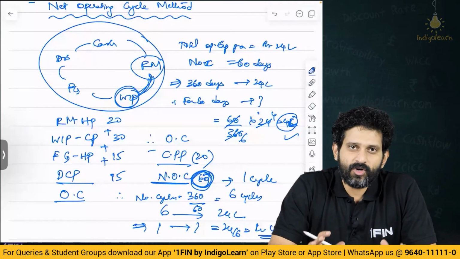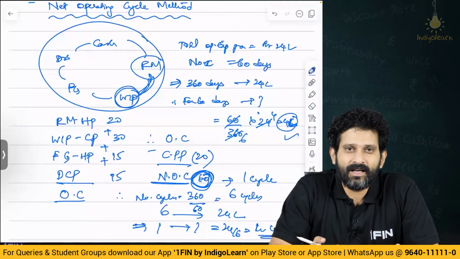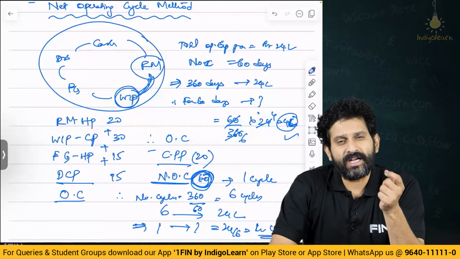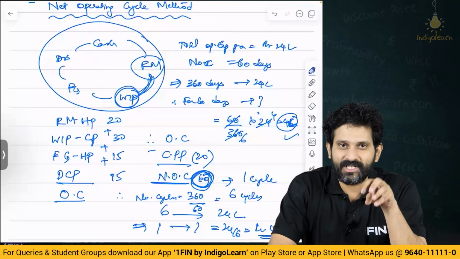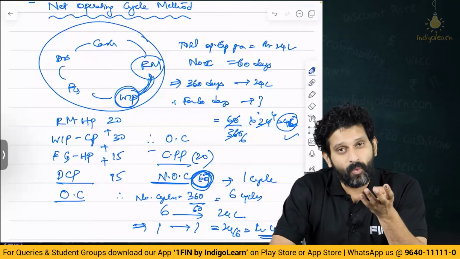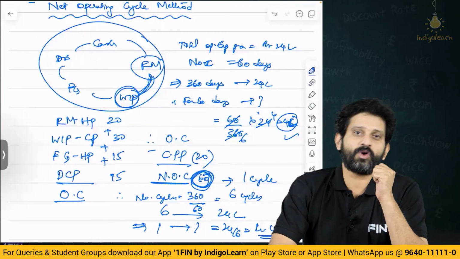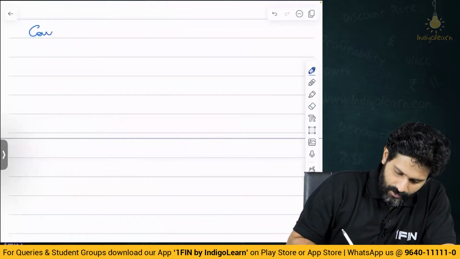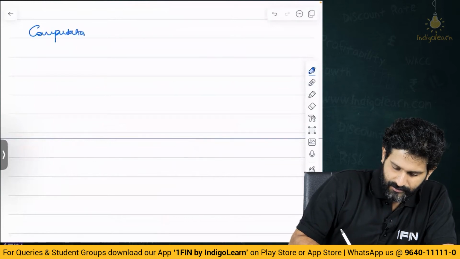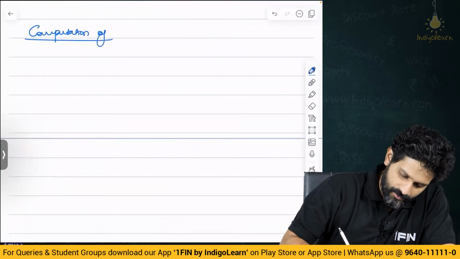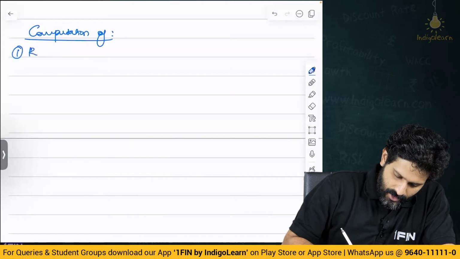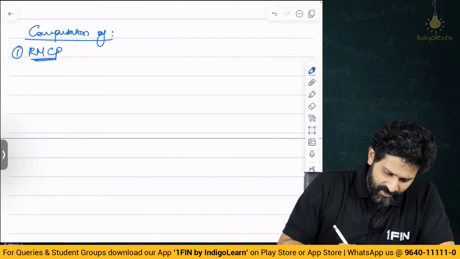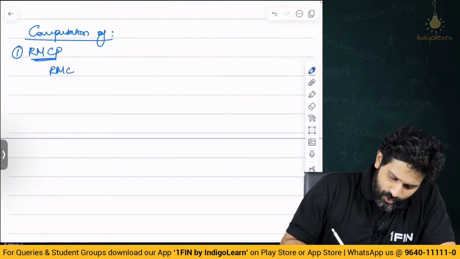So friends, now that we know how to compute the net operating cycle with the help of all these items, let us now individually understand how to compute these specific items, that is raw material consumption period, work in progress conversion period, finished goods holding period, debt collection period and credit payment period. Let us see. Computation of raw material consumption period.